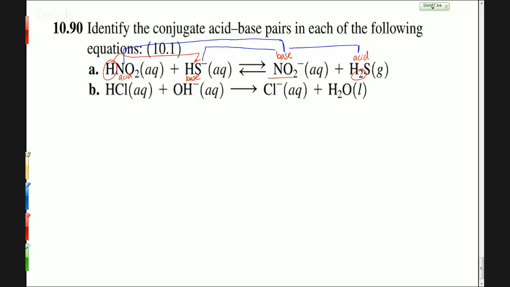Can you do that second one? Yeah, so let's look at the second one then. We've got HCl and OH minus, hydroxide. Again, we track where that hydrogen is going. Going right to left, where's the hydrogen going? Yeah, it's coming from here and going over to there. So this is the acid and that's the base, because the acid is losing the hydrogen and the base is taking the hydrogen.